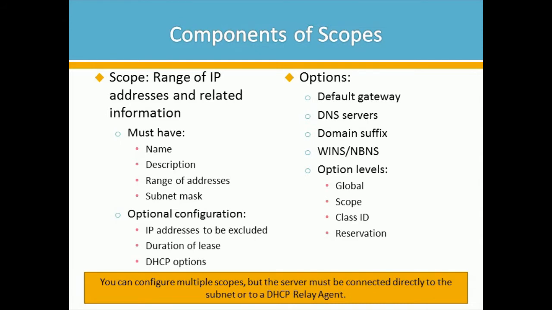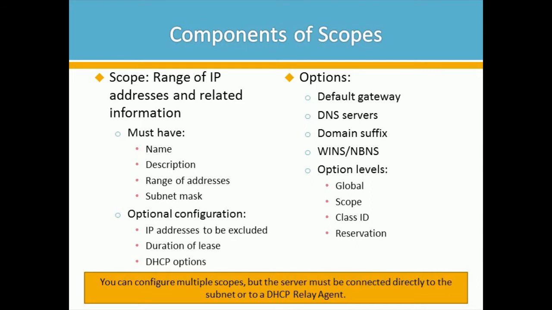Within DHCP, we have something called a scope. A scope is essentially a range of IP addresses and any of the related information. The related information can be optional, but some is required. You wouldn't give out an IP address without a subnet mask, for example. So IP address and subnet mask is your minimum, but we can have a default gateway or DNS servers or all sorts of other information depending on what you need.